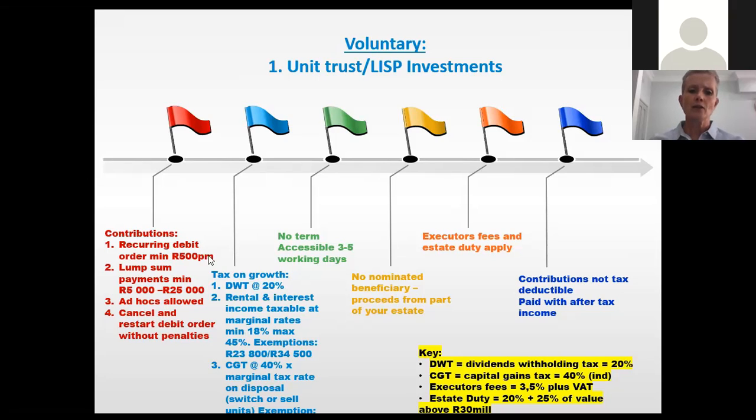Then you've got rental and interest income, which is taxed at your marginal tax rates. Okay, and this is I think a big thing that people misunderstand as well. It could be as low as 18% and as high as 45%, depending on what your marginal tax rate is. There is an annual interest exemption, which hasn't been increased for quite a while. Currently, if you're under 65, it's 23,800 Rand a year, and this is the tax year, 1 March to 28 Feb.